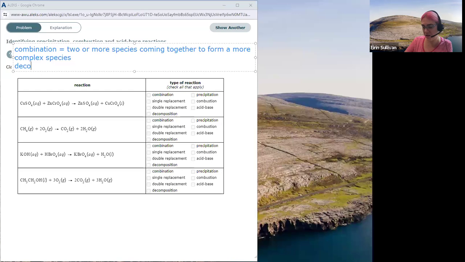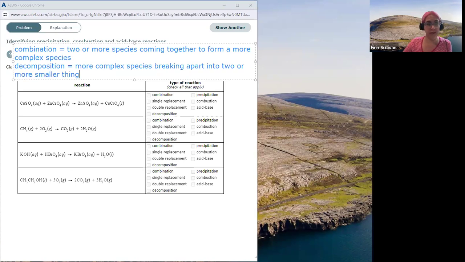Decomposition is essentially the opposite of this, where you have a more complex thing breaking apart into two or more different smaller things. Let's just say one complex species. All right, so that's combination and decomposition.